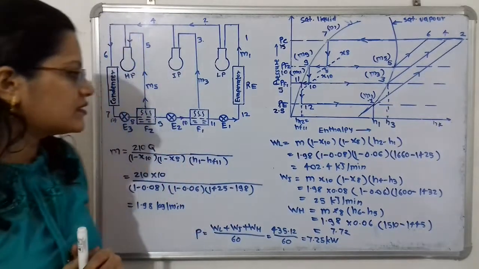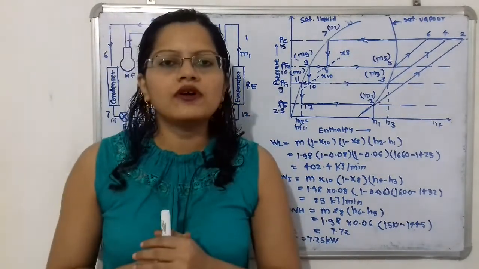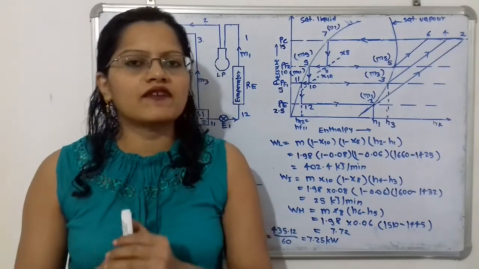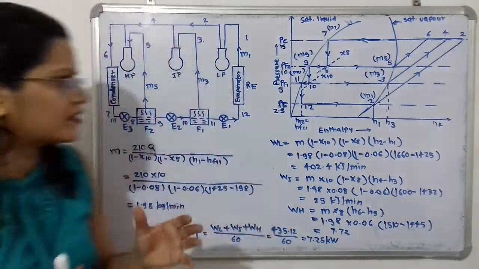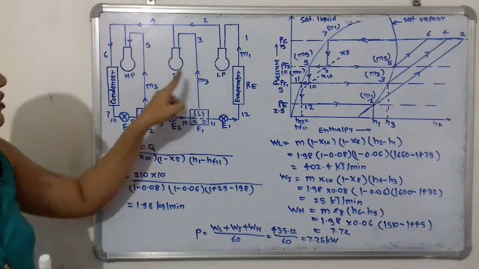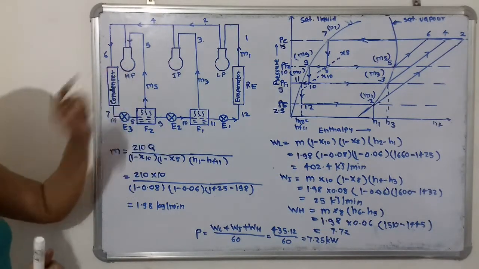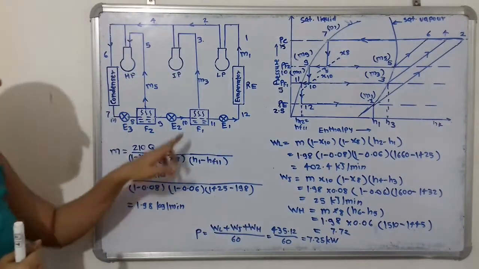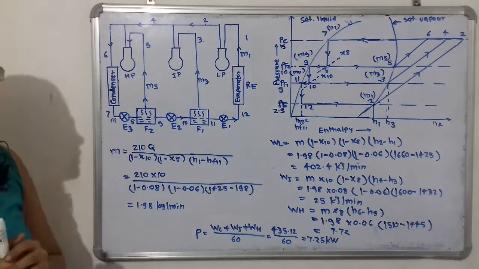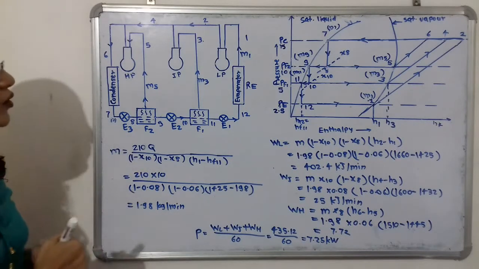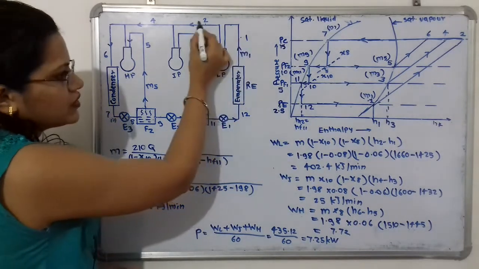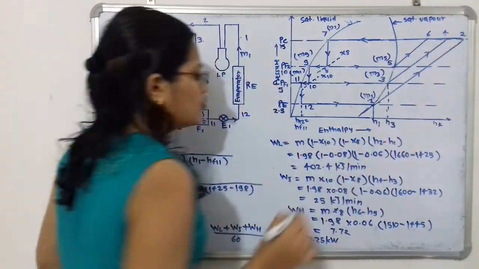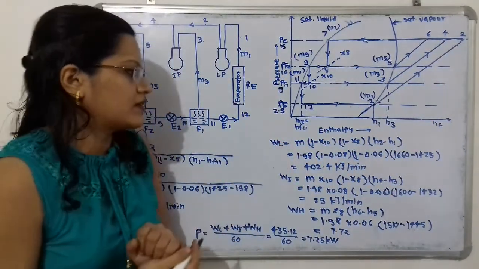So what is the next question? We have to calculate the power required to drive the system. So power is equal to work done divided by 60. Work done means the work done at the low pressure compressor, the intermediate compressor, plus the work done at the high pressure compressor. So we will calculate the work done at the low pressure compression, that is the process 1 to 2. We observe here, this is the process 1 to 2.